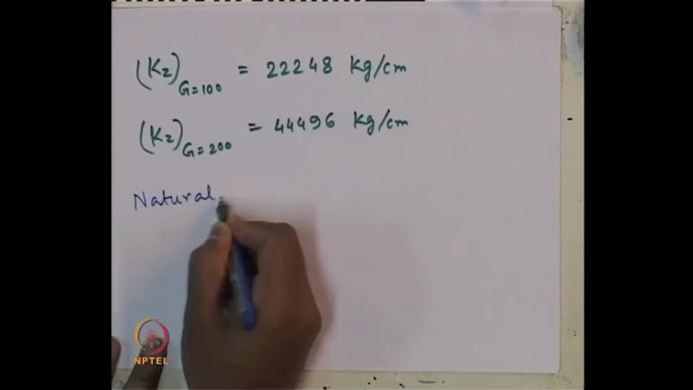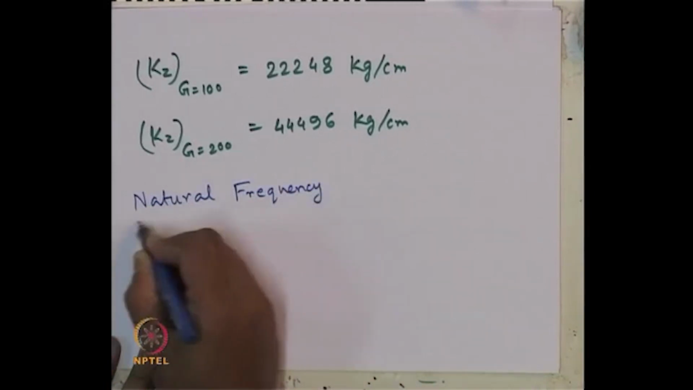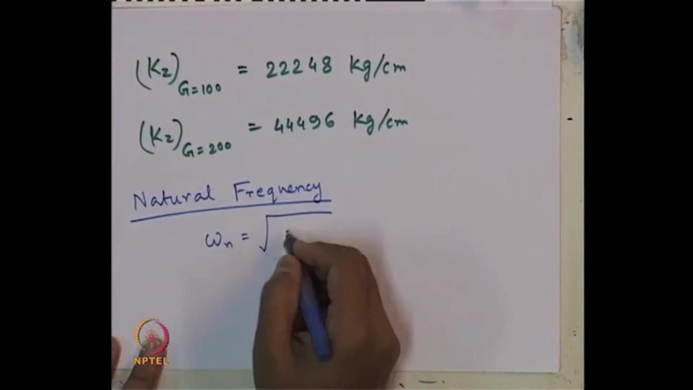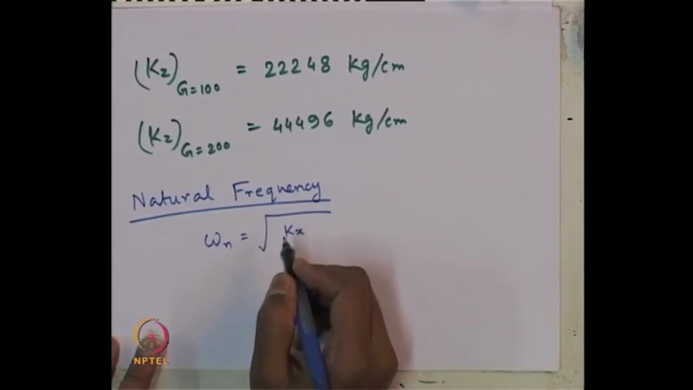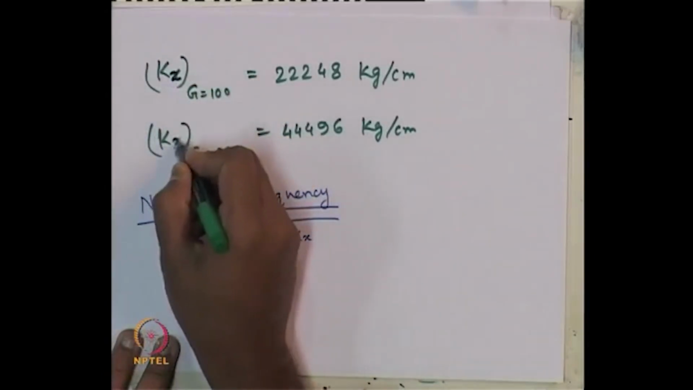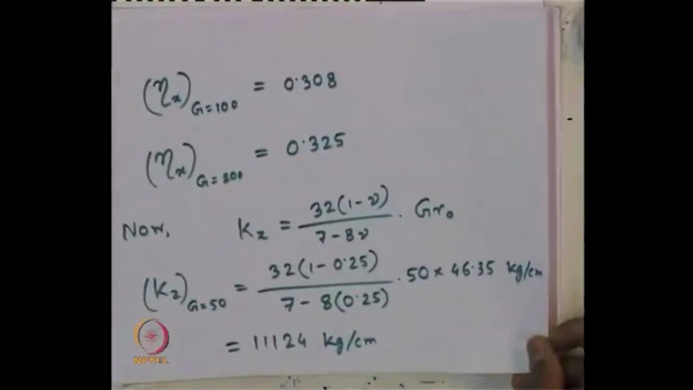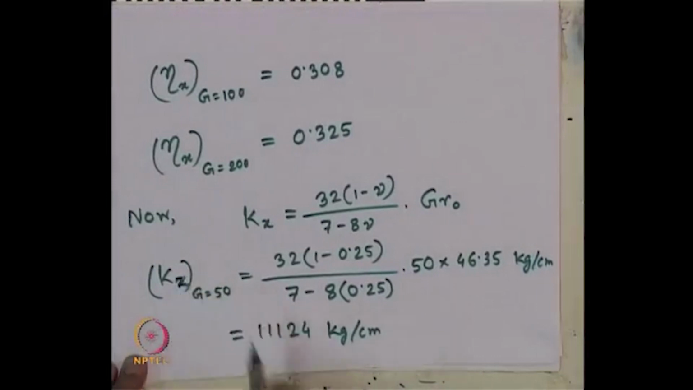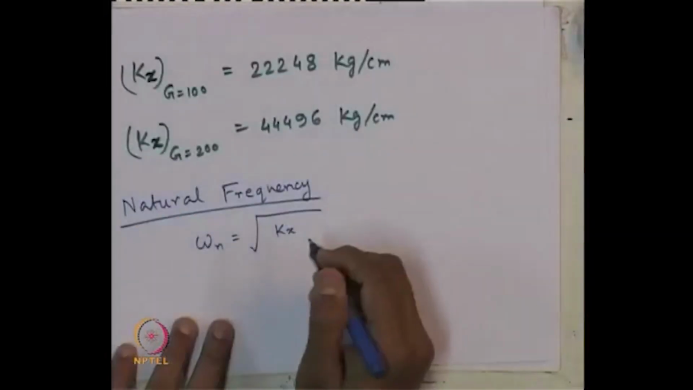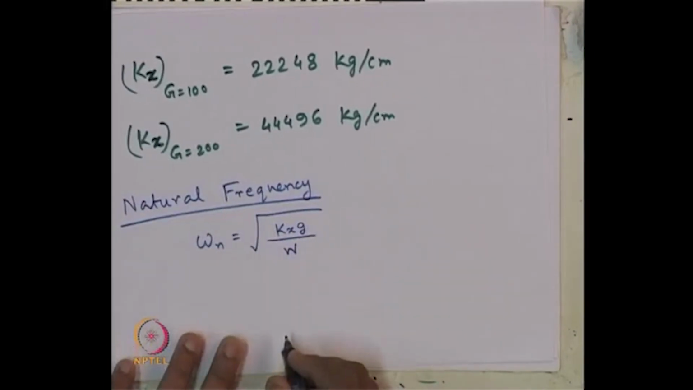So, the natural frequency can be calculated. Omega n is nothing but root over k x. I am sorry, this will be k x, all will be k x, because we are talking about horizontal vibration. This also is k x, not k z. So, k x g by w.